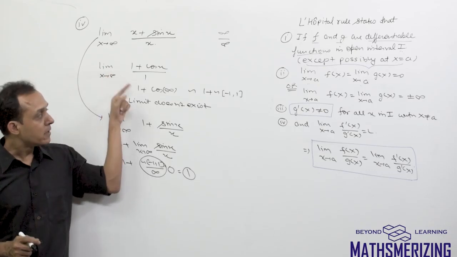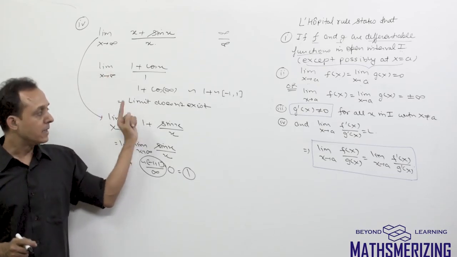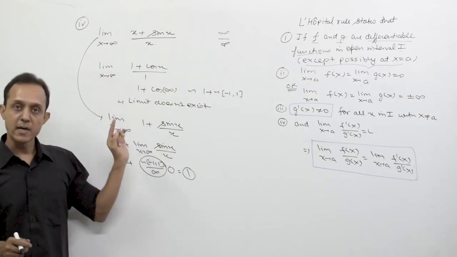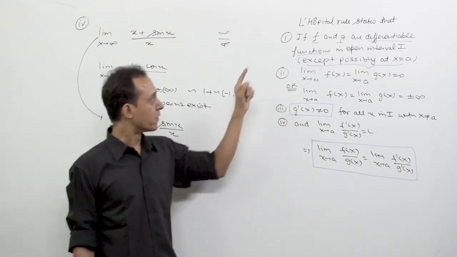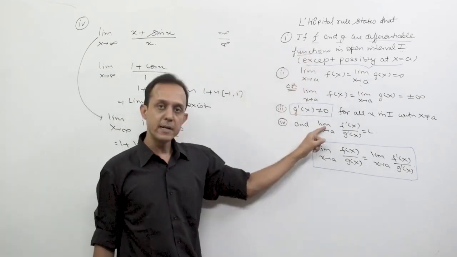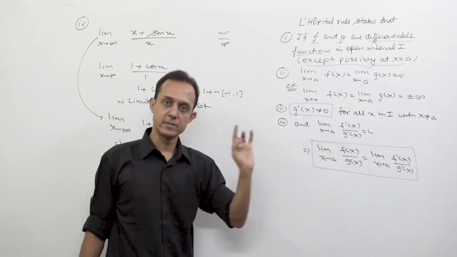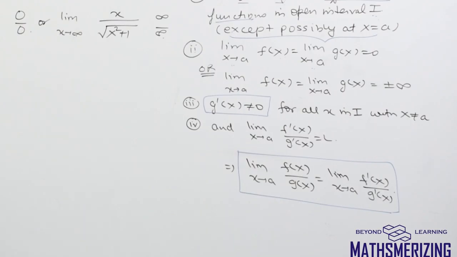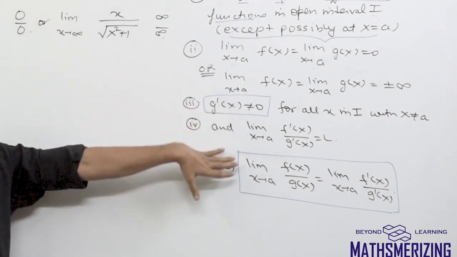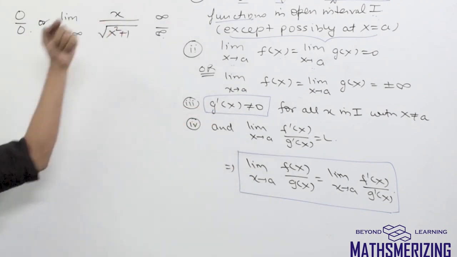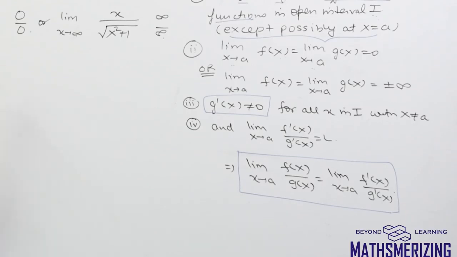But using L'Hopital's rule, we are getting that the limit does not exist. So which gives us our fourth condition: for L'Hopital's rule to hold, this limit x tends to a of f dash x upon g dash x should exist. Now there are numerous other examples where all the four conditions of L'Hopital's rule are met, but still if we use L'Hopital's rule, we'll go in an endless loop.